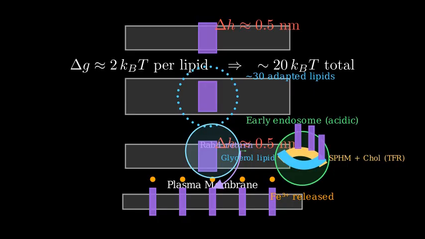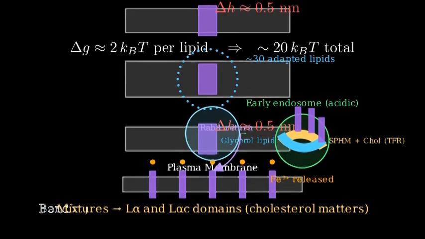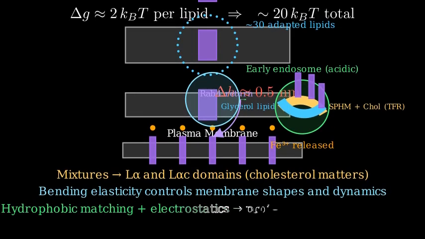To summarize, coexisting fluid and condensed phases form through mixture thermodynamics, with cholesterol as a key modulator. Bending elasticity, described by a curvature energy, governs shape, adhesion, pearling instabilities, and trafficking. Hydrophobic matching and electrostatics recruit proteins to domains and organelles, which in turn guides cellular logistics like the transferrin receptor pathway. These concepts together build a physical picture of how membranes organize and function.